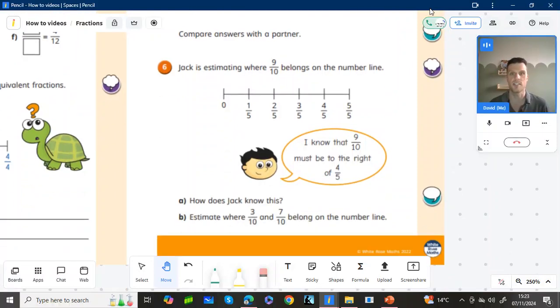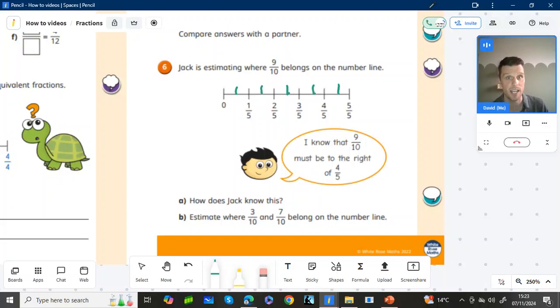And here's question 6. So Jack is estimating where 9/10 belongs on the number line. He says, I know that 9/10 must be to the right of 4/5. How does Jack know this? Let's have a think. Well, I know that 10 is double 5. So if I halve each fifth like that, I'm effectively doubling the number from fifths to tenths.